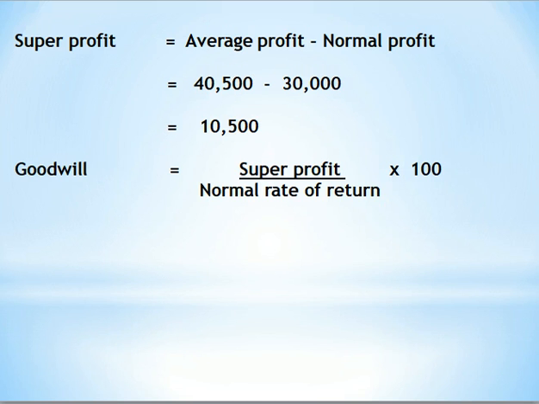We have to substitute the amount of super profit in goodwill. The amount for super profit is 10,500 and normal rate of return is 10. If we calculate this, we will get 1,05,000, which is our amount of goodwill.